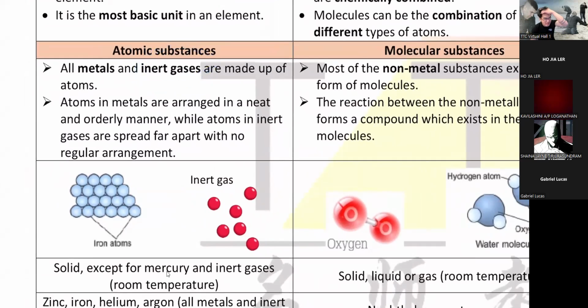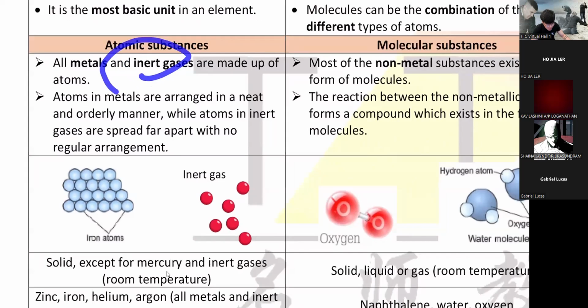And of course, there's a very special gas here. 99% of gases are not atomic, besides these gases, what we call inert gases. If you still remember what this is, you learned this in Form 1 actually.